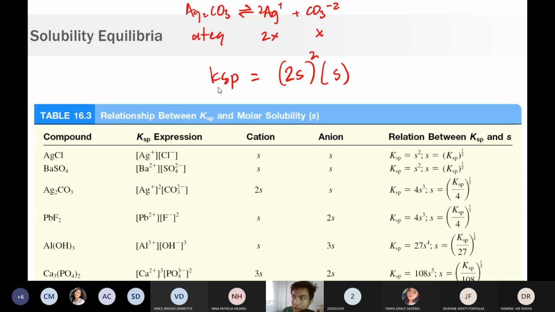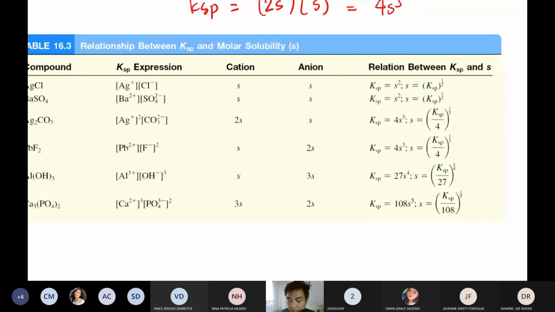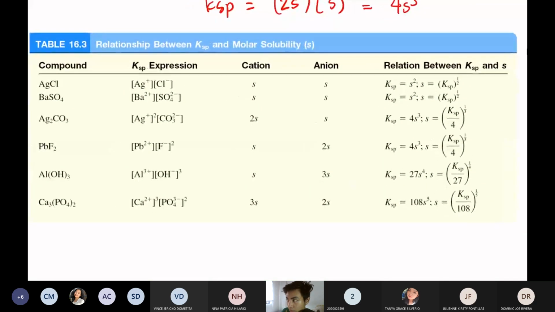If you write it into our K, yung 2x, i-square mo pa siya because again, yung coefficients ginagawa ding exponent kapag nasa K na tayo. So, what is 2s squared times s? That will be 4s cubed. So to solve for s, for the molar solubility, that will just be the cube root of KSP divided by 4. Okay, so you can actually skip the ice table process pag kabisado nyo na to.